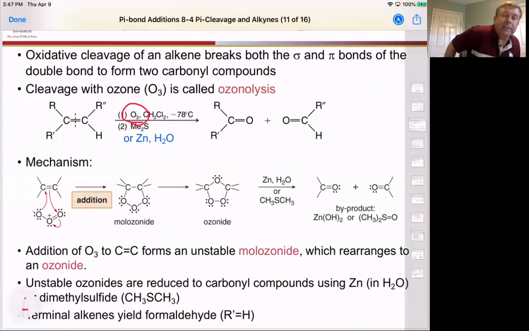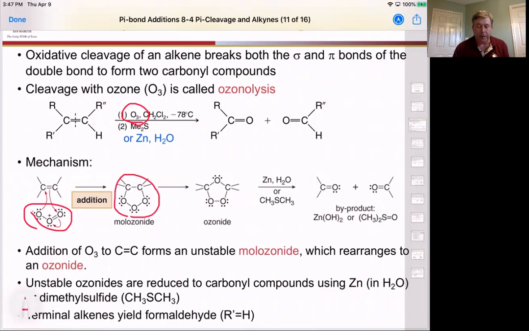The whole reason that works is that ozone is a very reactive substrate right here and undergoes a 1,3 cycloaddition to create this 5-membered ring here. This 5-membered ring is not very stable and therefore will rearrange to give us this 5-membered ring here. If you think about this, it looks a little bit similar to a peroxide. But now notice that we have 2 oxygens on each of the carbons.